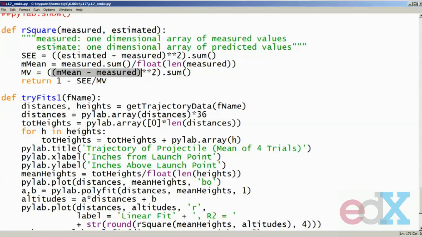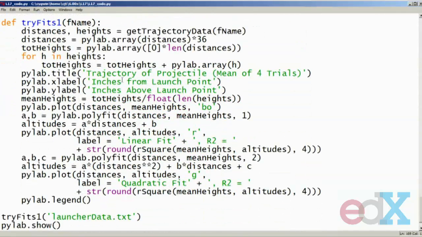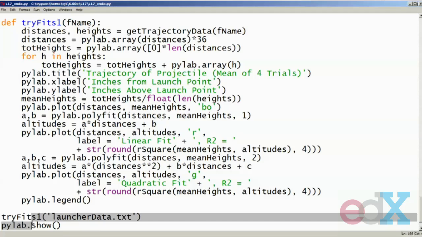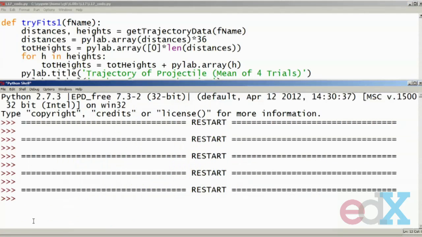So we've left out the normalizing factor for the variances, since the two normalizing factors cancel in the ratio. So finally, we form that ratio of the variance of the errors over the variance of the data, and then we subtract that from 1 to get the R squared value. And then down here, what we've done is to modify tryFits into tryFits1, and we've simply calculated the R squared value for each of the two fits and put that on our plot. So we're all ready to run that. That's the code down here. So let's save this out and then run it and see what we get.